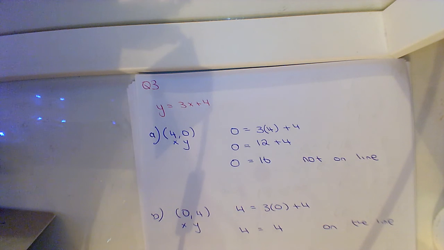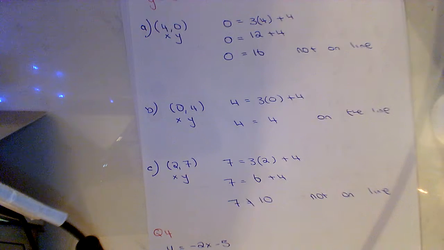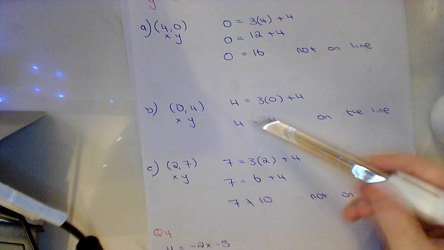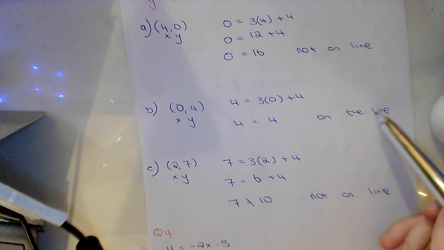Part B then is 0, 4. So I'm subbing in x is 0, y is 4. So I'll have 4 is equal to 3 bracket 0 plus 4. 4 is equal to 4. That point is on the line.